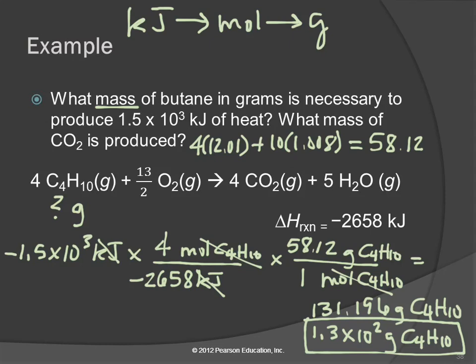The negatives ended up taking care of themselves. This was a negative and that was a negative, and so the negatives canceled out, and we end up with a positive. Understanding the negative or positive sign of the heat of reaction is not super important. If you're coming up with a negative number and it should be positive, you can just get rid of the negative sign because all mass should be positive. Any questions about that part?